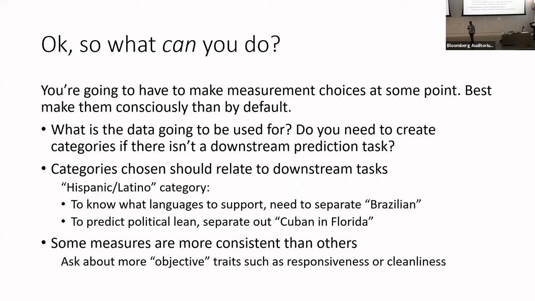And then the second thing is, we talked about one of the downsides of free-form text, which is that it makes downstream prediction harder.